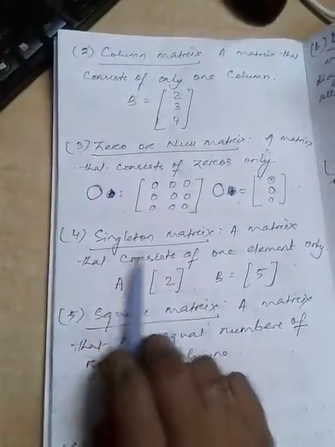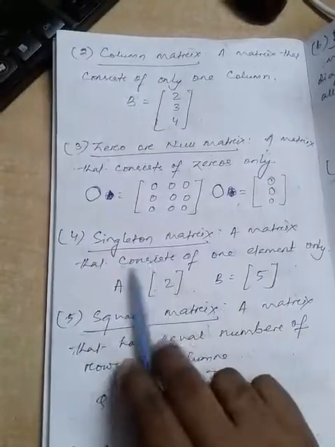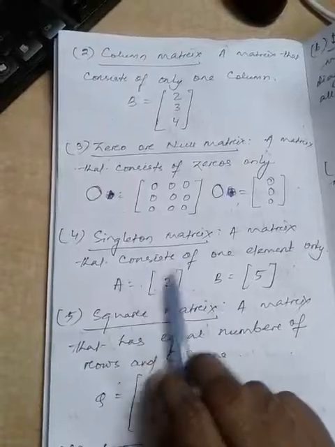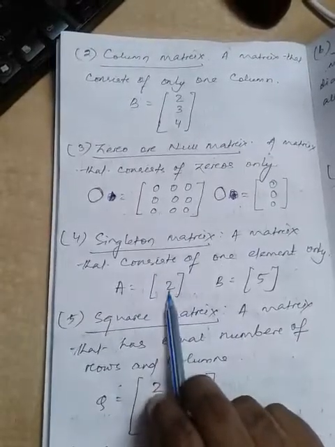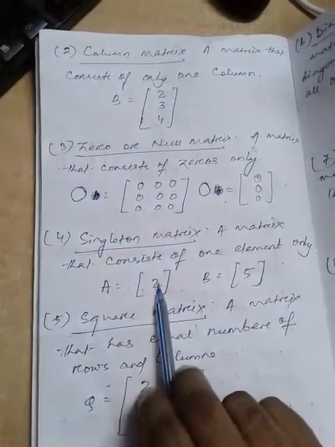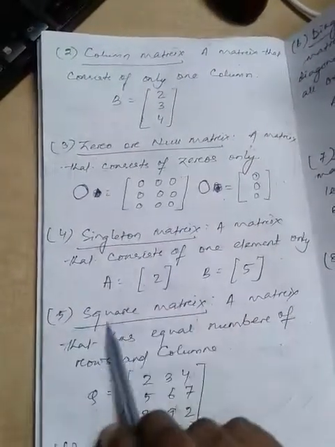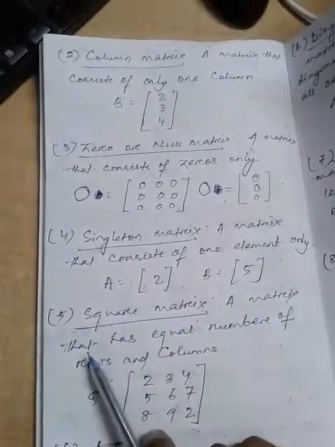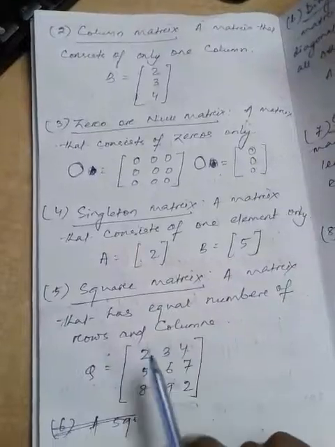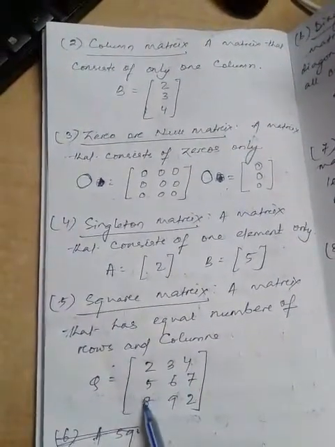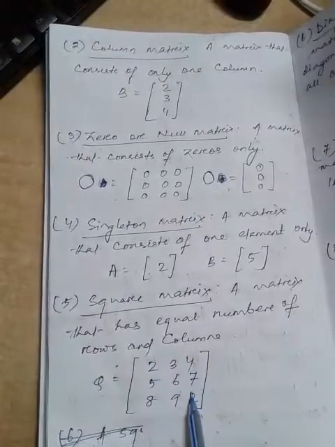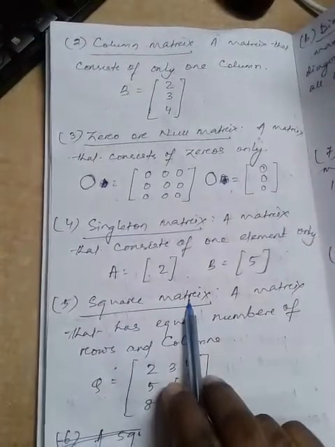Then singleton matrix. A matrix that consists of one element only. One element means suppose in A there is only 2, in B there is only 5. So only a single element should be there in a matrix. That is known as a singleton matrix. Then square matrix. A matrix that has an equal number of rows and columns. That means 3 rows 1, 2 and 3, columns 1, 2 and 3. So it will be considered to be a square matrix.